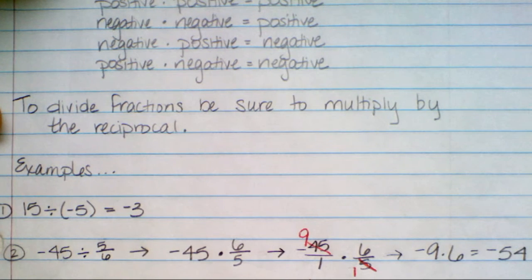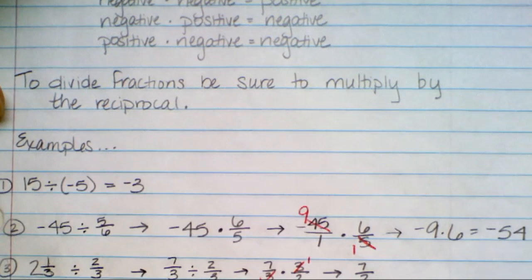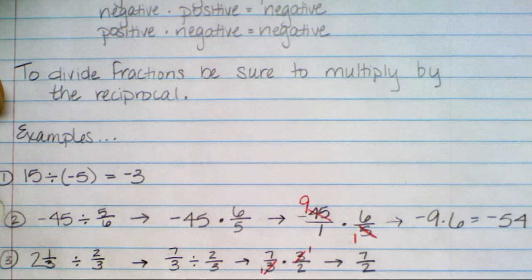For example number 3, 2 1/3 divided by 2/3, I have to first change 2 1/3 into an improper fraction before I can multiply or divide. So I have 7/3 divided by 2/3. Again, with dividing of fractions, I have to multiply by the reciprocal. So I have 7/3 times 3/2. I cross-simplified my 3's, so then I multiply across and I get 7/2. Both are positive, so I have a positive answer.